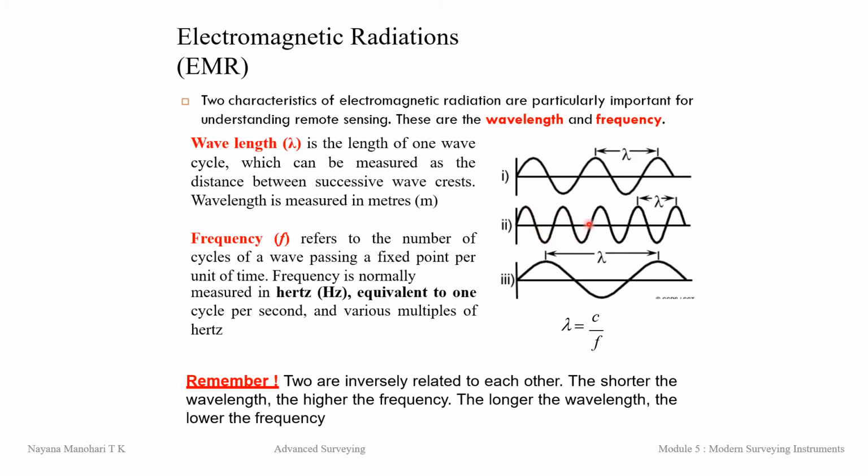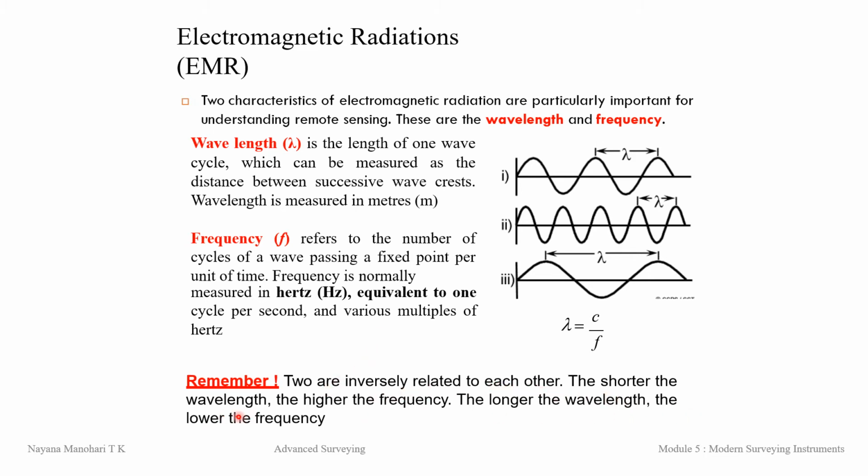This is another cycle. Frequency refers to the number of cycles of a wave passing over a fixed point per unit of time. Usually the frequency is measured in terms of hertz. One thing you need to keep in mind: wavelength and frequency are inversely related to each other.